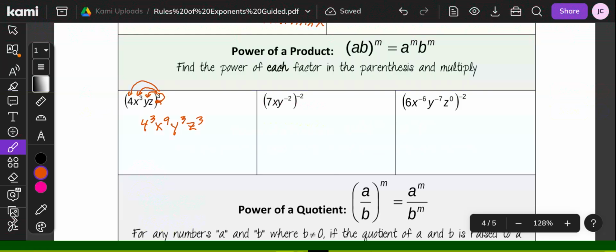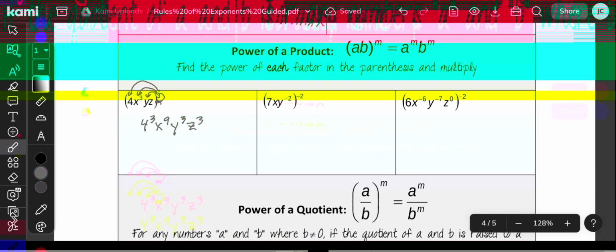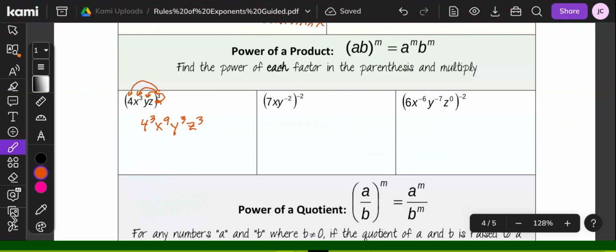And you can take it further if you're asked to figure out what 4 to the third is. You can do that, right? Pretty easy to do on a calculator or open Desmos and do it on a Desmos calculator. All right. 4 to the third, 4 times 4 is 16, right? Times 4 is 64.